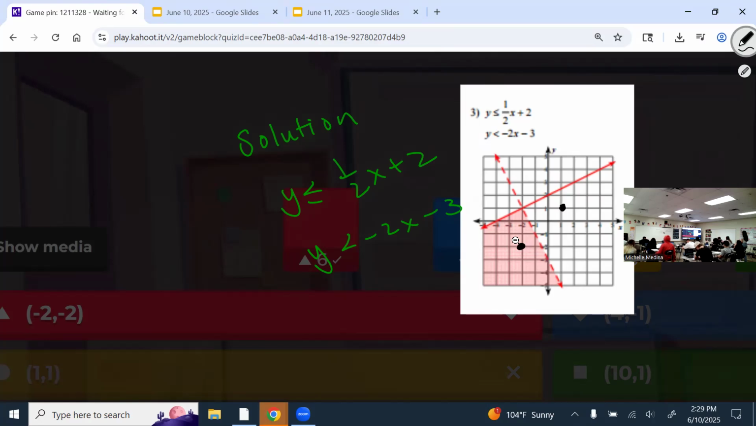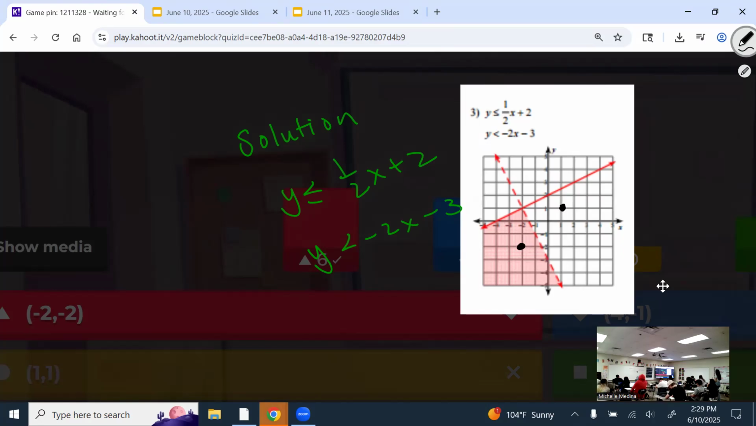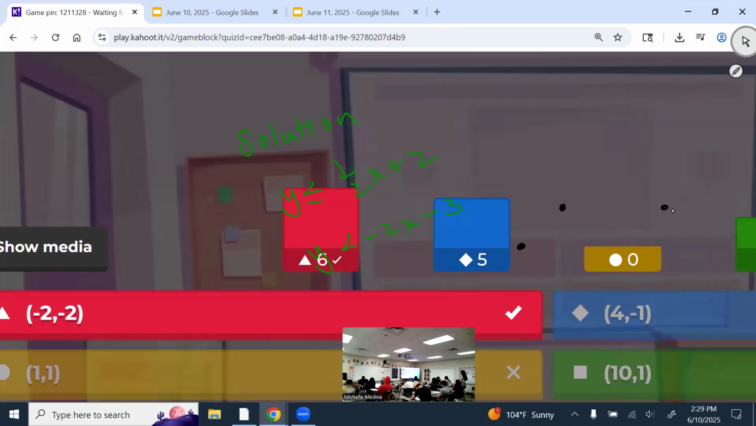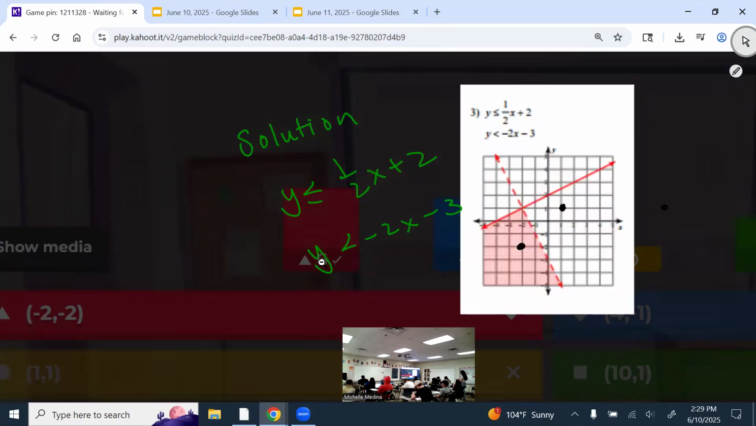1, 1 is over here, so definitely not. 10, 1, I can't even see on my graph, but it would be here-ish. And then that other one, let's see, 4, -1. Only the red option was in the overlapping shaded area.